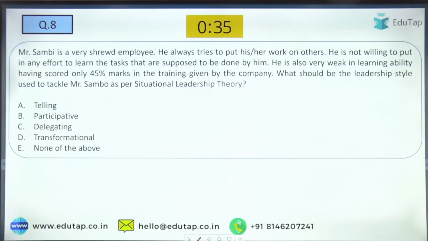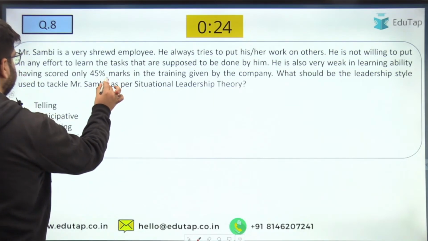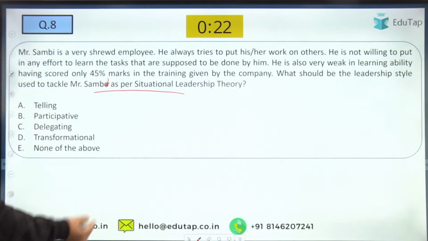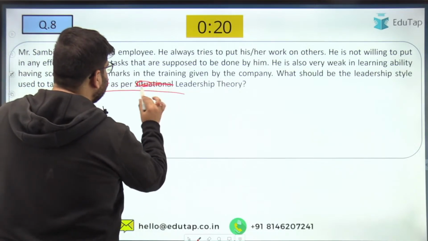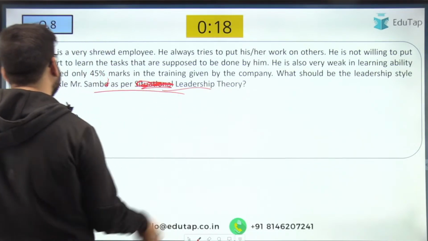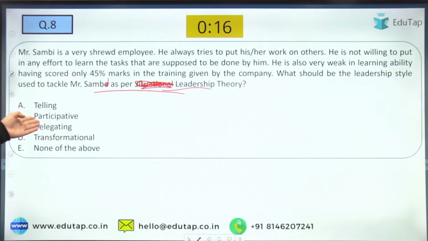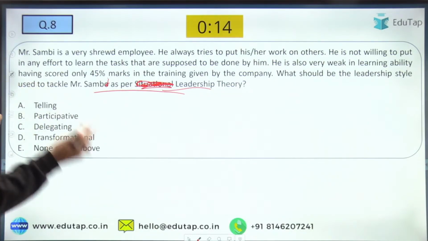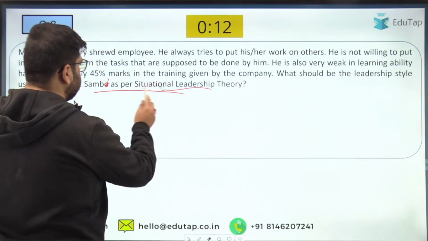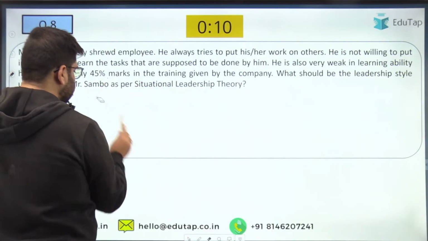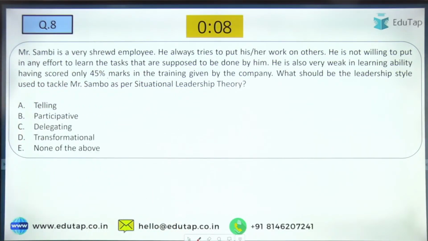He is also very weak in learning ability, having scored only 45% of the marks in the training given by the company. What should be the leadership style used to tackle Mr. Shambi as per situational leadership theory? You can just write any leadership theory, because every leadership theory is based on telling, participating, delegating, transformational. But if you want to answer as per situational, the answer won't change. Chaliye, try to answer question 8.